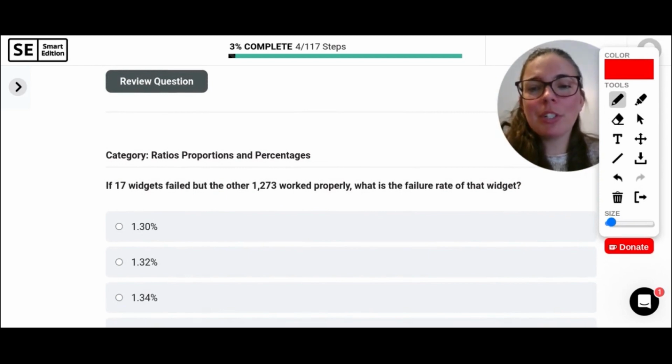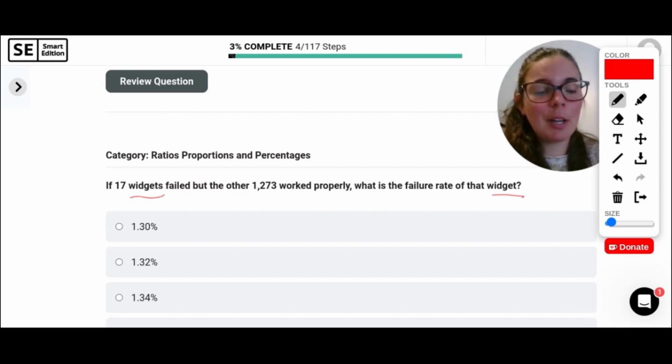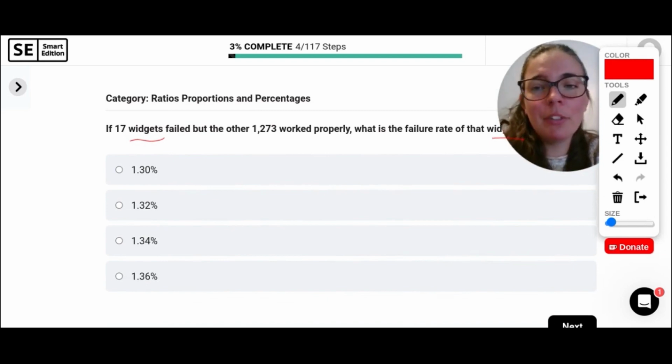If 17 widgets failed, but the other 1,273 worked properly, what is the failure rate of that widget? So don't get thrown off by the word widget, okay? You might be like, oh, what does that mean? I don't know what that word means. It doesn't really matter, okay? Let's just think about what we know. So 17 widgets, whatever that is, is fine.